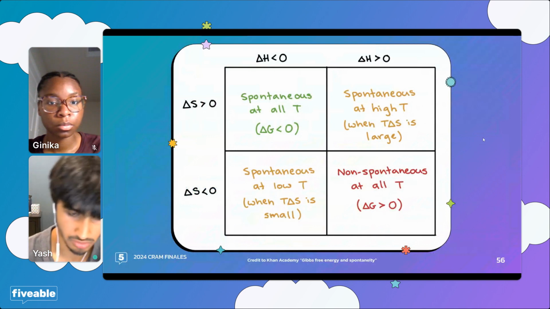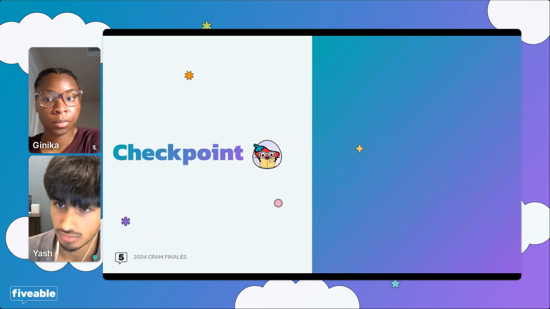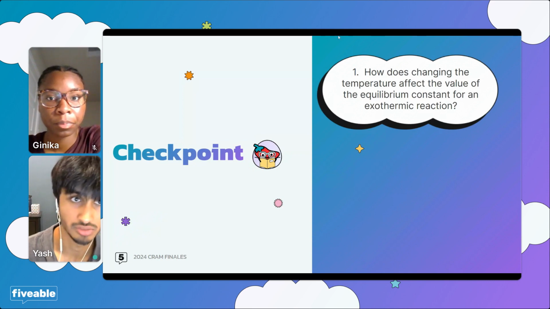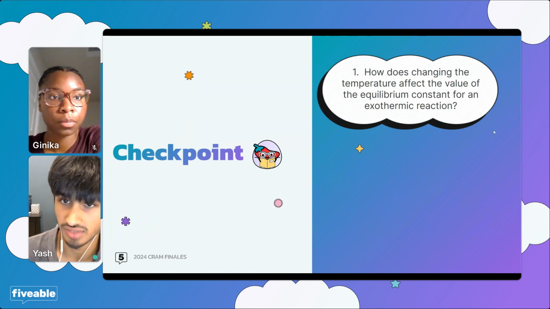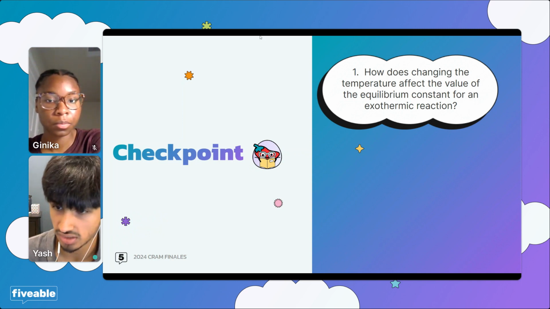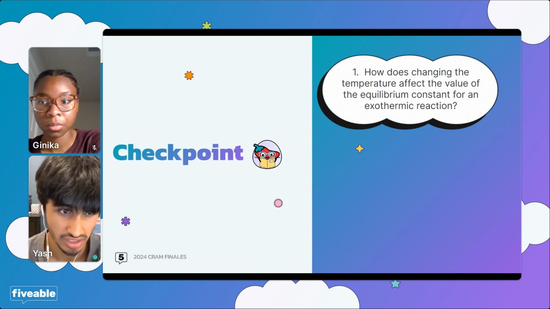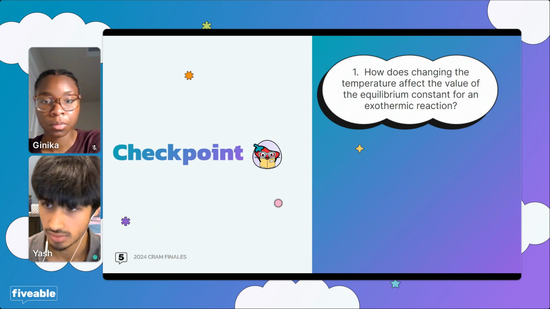All right, I'm going to skip this. We're going to go over this better tomorrow night in Unit 9. But let's do a quick practice problem. So let's start with question 1. How does changing the temperature affect the value of the equilibrium constant for an exothermic reaction? So let's put it in the chat, guys. Now remember, in an exothermic reaction, you can think of heat as a pseudo product.